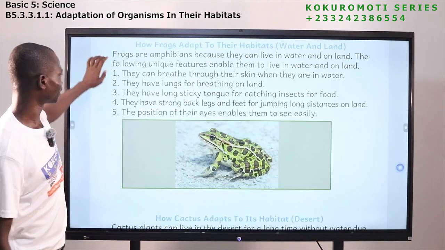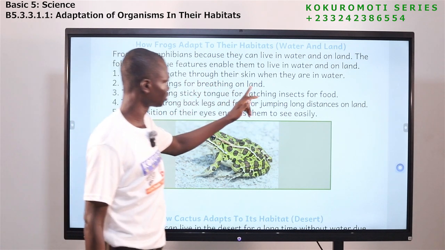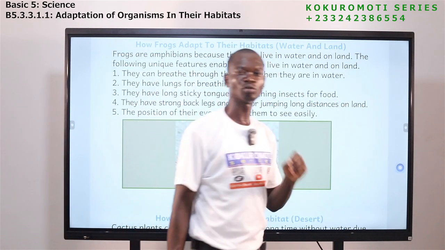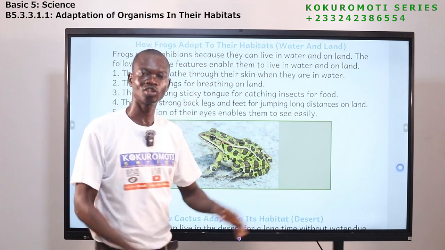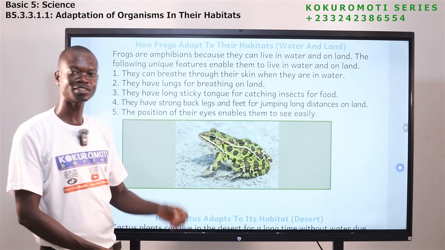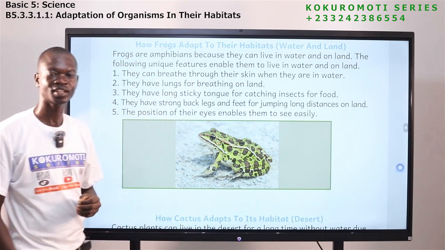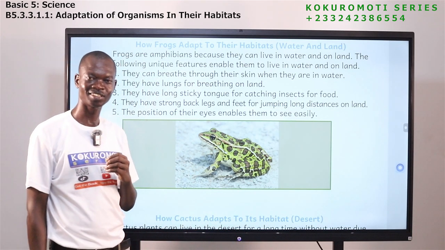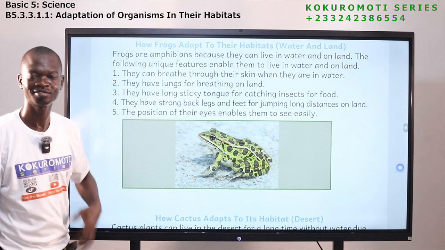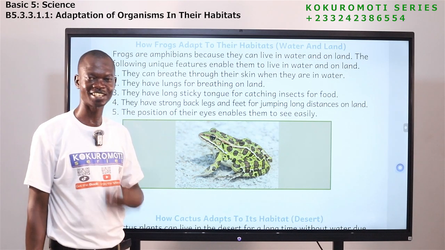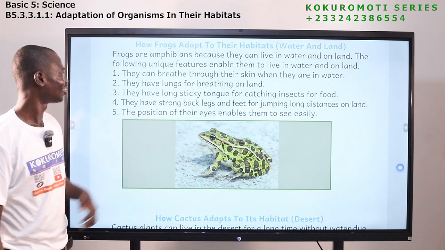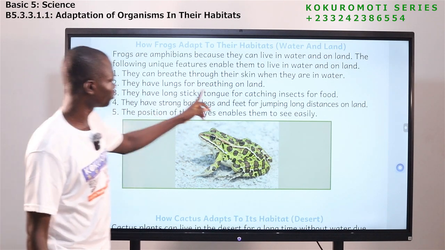land. The first one is that they can breathe through their skin when they are in water. So when a frog goes into the water, it doesn't breathe through the nose. It breathes through the skin. They breathe through their skin. Okay. They have lungs for breathing on land.